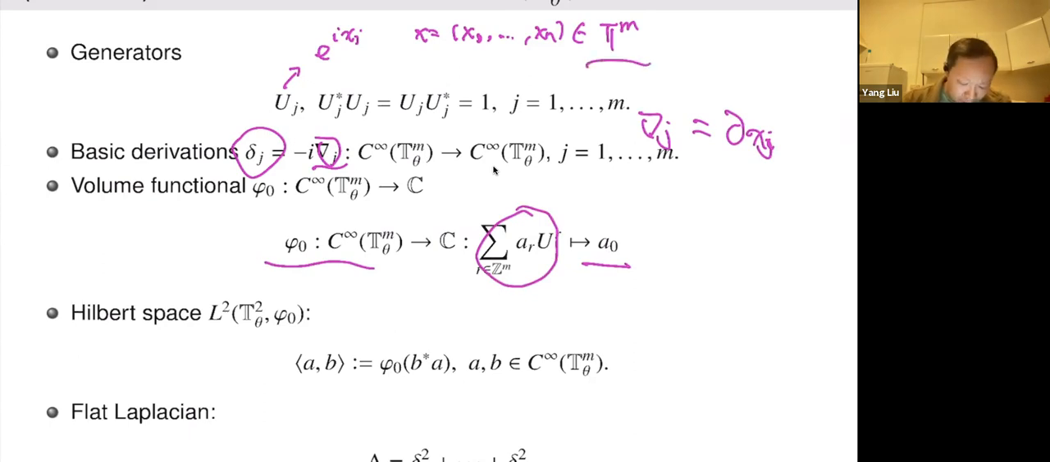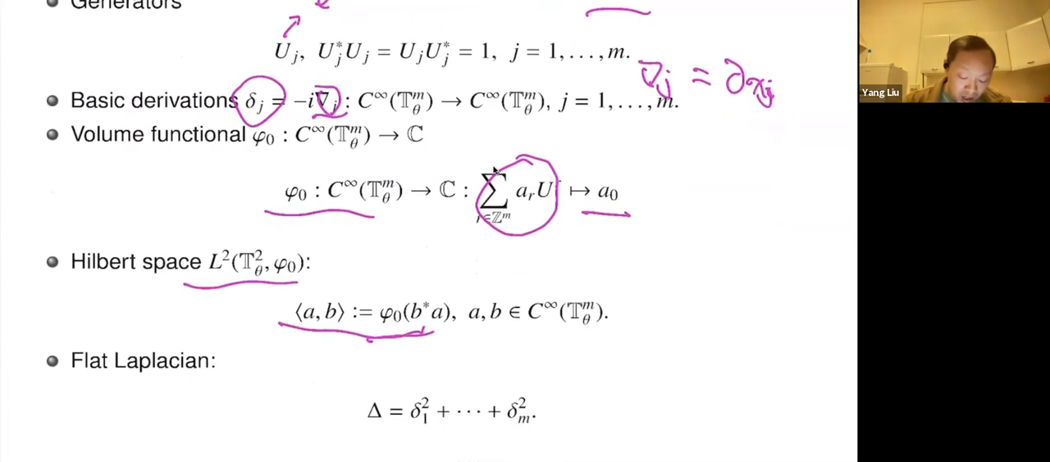With this volume phi zero, you can define this inner product following the GNS representation construction. And then we have a Hilbert space. For example, here is the analog of the flat Laplacian on the torus.